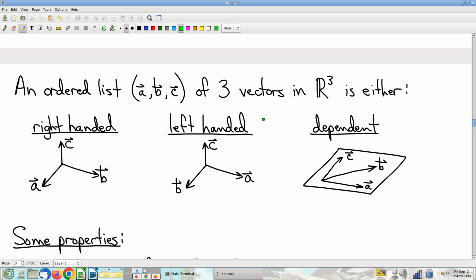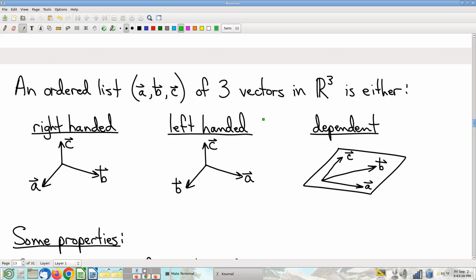The thumb of your right hand will naturally, and again, don't know hand yoga, your thumb will kind of naturally point on one side of that plane. If the third vector points on the same side of the plane that your thumb does, then we call this a right-handed list because it satisfies that rule. All right, now, does that make sense to everybody?